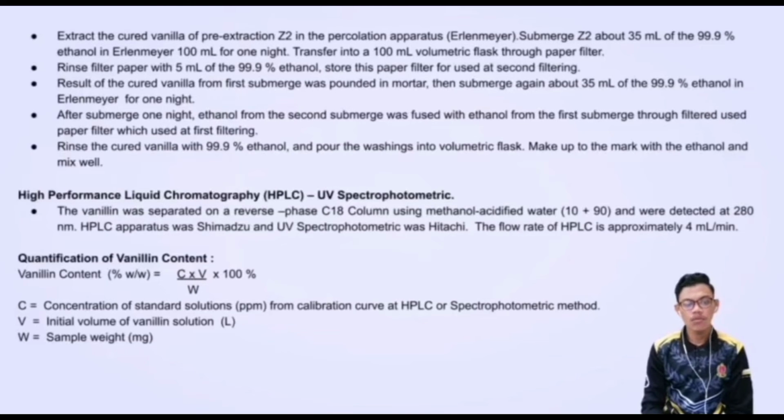For quantification of vanillin content, take the concentration of standard solutions in ppm from the calibration curve of the HPLC or spectrophotometric method, times the initial volume of vanillin solution in liters, over the sample weight, and times 100%.